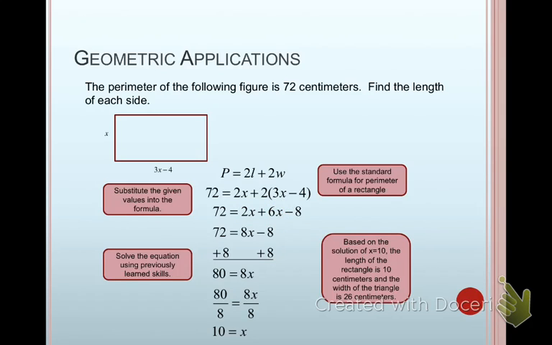Now at that point again, we have to make sure that we actually answer the question. We know that x equals 10, which gives us one side, but we still have to answer the entire question. The other part of it is 3 times 10 minus 4, which tells us that the other side is 26.